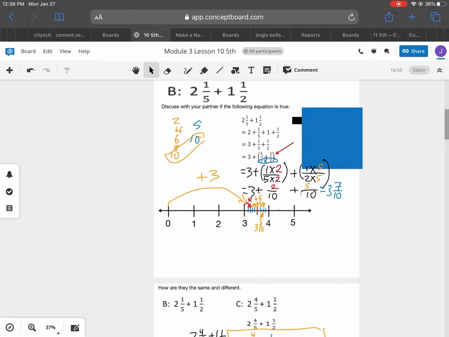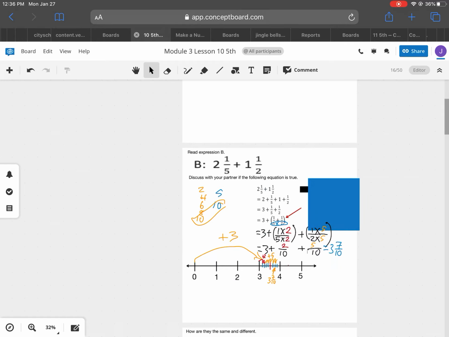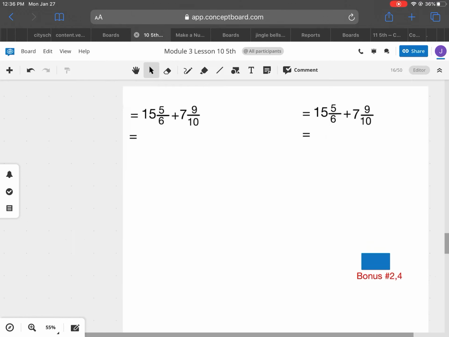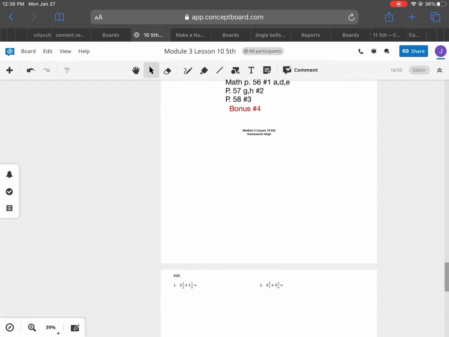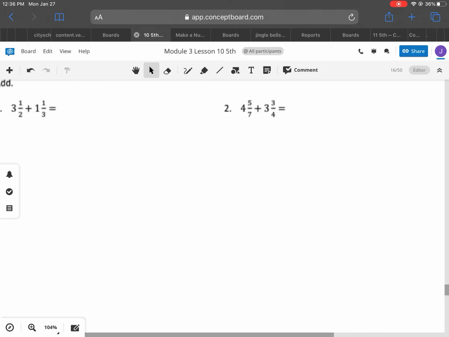There's a number lines too. On one question, you might need to use a number line. All right, so let's get to it. I have 2 problems, and then I have some problems that are actually from the homework, but not the exact homework. All right, so here we go.